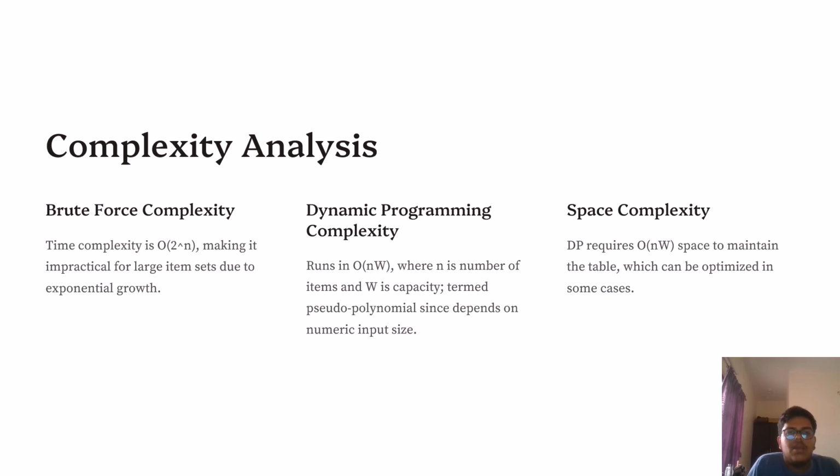Complexity analysis. Brute force complexity: the time complexity is O(2^n), making it impractical for large item sets due to exponential growth. Dynamic programming complexity: it runs in O(nW), where n is the number of items and W is the capacity. This is termed pseudo-polynomial since it depends on the numeric input size. Space complexity: dynamic programming requires O(nW) space to maintain the table, which can be optimized in some cases.